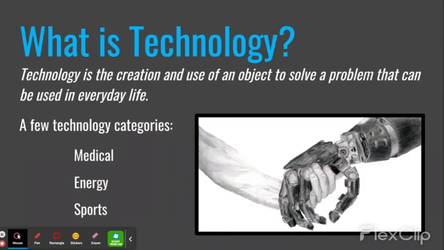Realizing that we live in a constantly changing and technologically oriented world, students will focus their exhibition on a particular technology. To help students understand that technology is more than just electronic devices, we define technology as the creation and use of an object to solve a problem that can be used in everyday life. This helps students see that technology is everywhere. Technology can be found in the medical field with vaccines or hearing aids, in the energy field through wind turbines and solar panels, but technology can also be found in sports through the football helmet or soccer cleats.